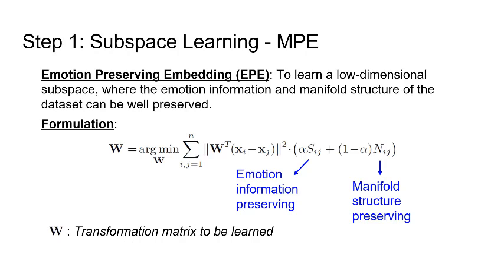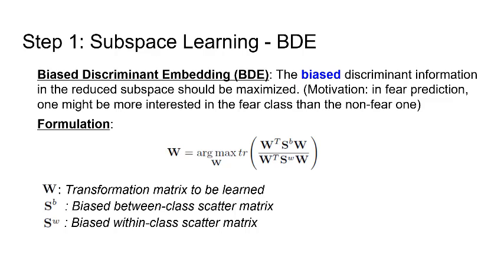In step 1, we propose the EPE, which aims to learn the subspace where the emotion information and manifold structure are well preserved. This is designed for arousal and valence. And the second method is BDE, which is designed for fear. The motivation is that in fear prediction, one might be more interested in the fear class than the non-fear one.